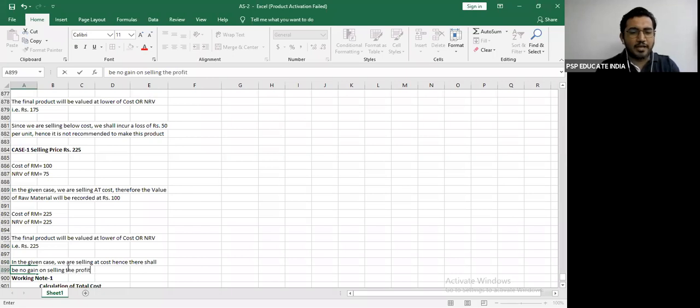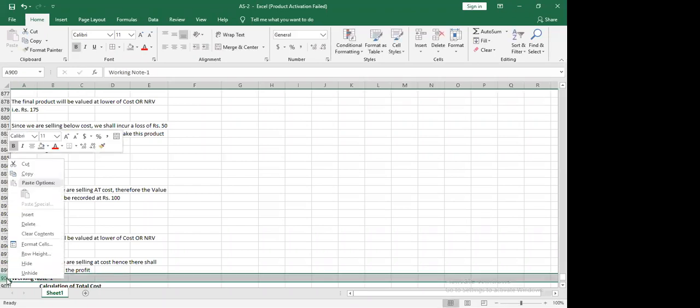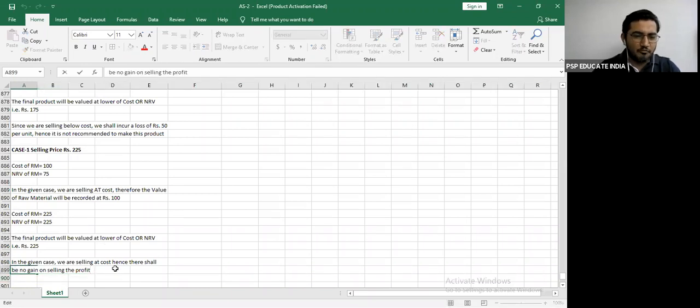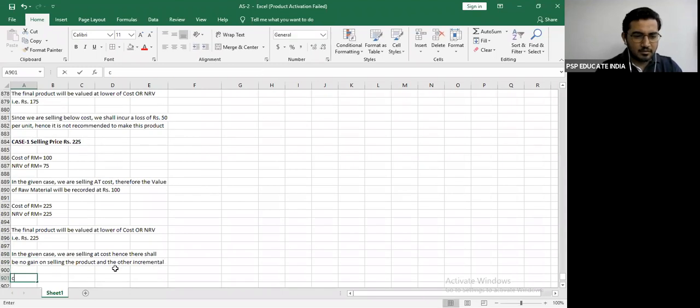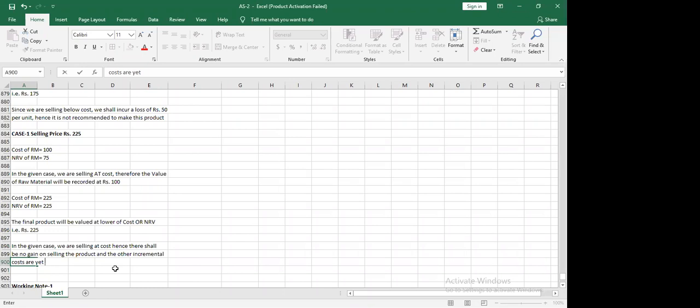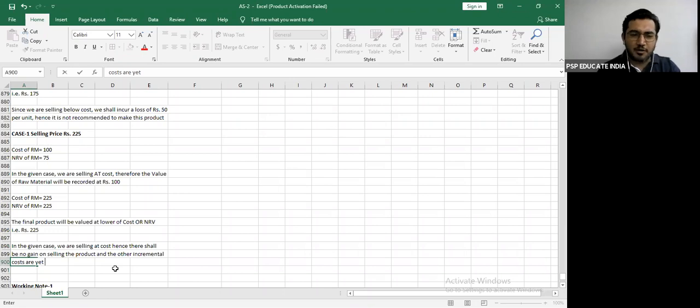Now, please don't write no gain or loss. If there was a loss, would you sell? No, sir. Then don't write that neither gain nor loss exists, otherwise that will make the sense wrong. So, since there is no profit, there is no gain on selling the product, and the other incremental costs are yet to be incurred. Your selling and distribution cost will also be there to sell this product. Right now you are taking a decision only by looking at the trading account. Indirect costs are also yet to come, which will ultimately increase your loss. Are yet to be incurred. It is recommended not to make the product.